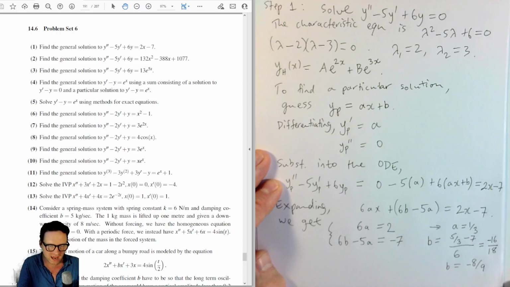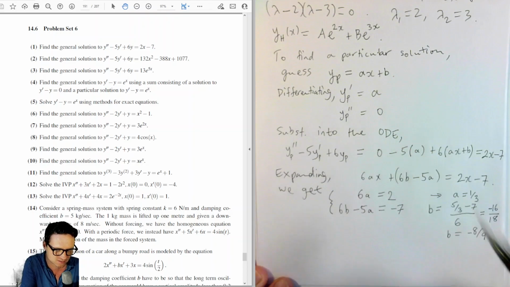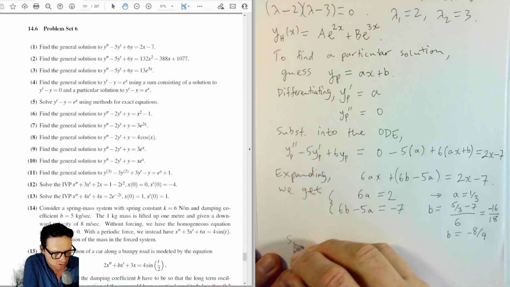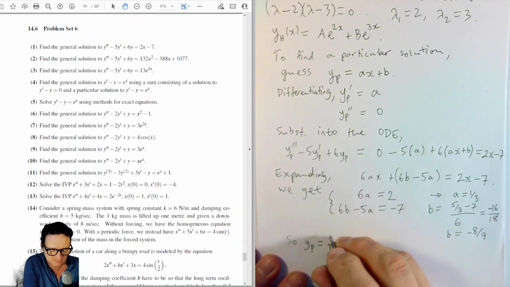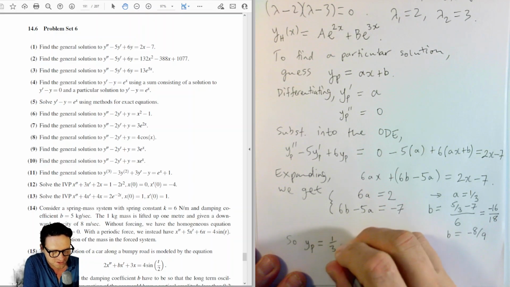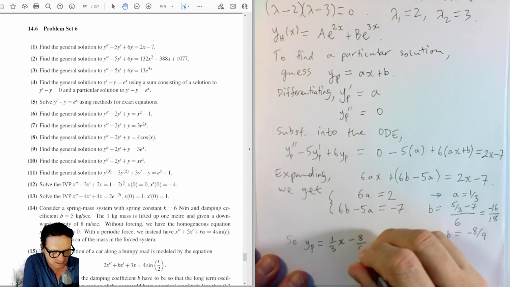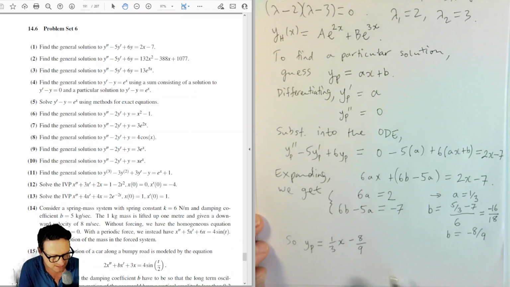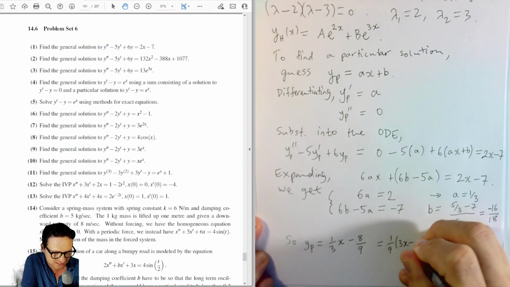Okay, so now that we have this, we can express our particular solution because it's ax plus b, lowercase a and lowercase b. So we get yp equals 1/3 x minus 8 over 9. And we can even tidy this up by factoring out a 1/9 out of this. So this is 1/9 of 3x minus 8.